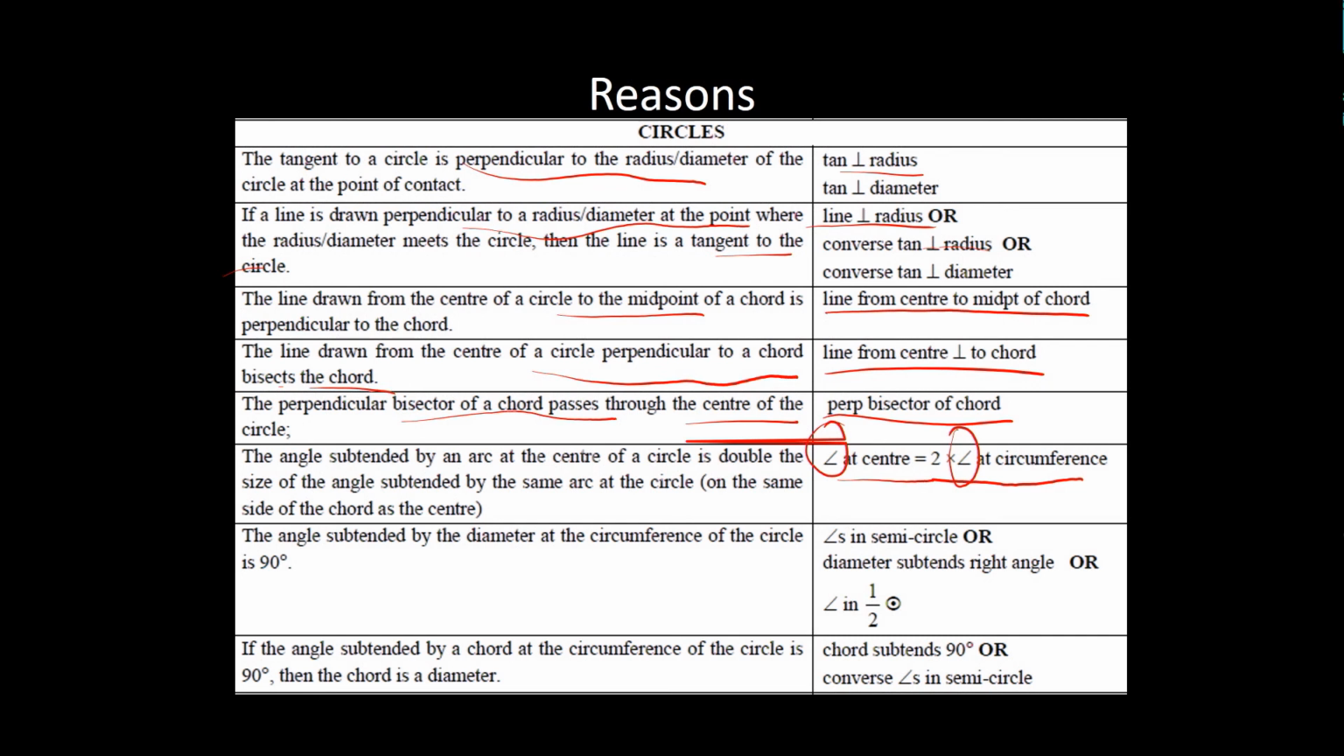All right. The angle subtended by a diameter at the circumference is 90 degrees. So in other words, this is angles in the semicircle. So you can in fact say angles in the semicircle. We do understand that that means angles. Or you can say diameter subtends right angle, or angle in half circle, which basically means angle in semicircle. If we look at the converse of that, we can simply say converse angles in the semicircle.